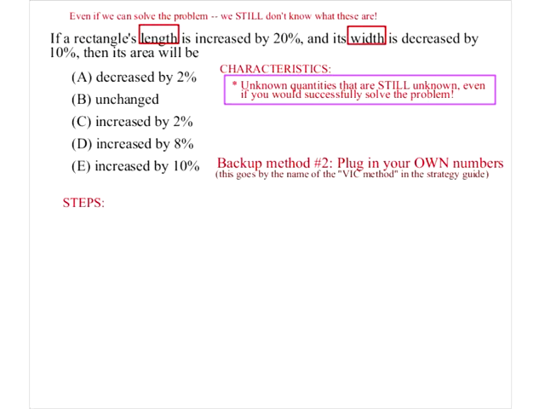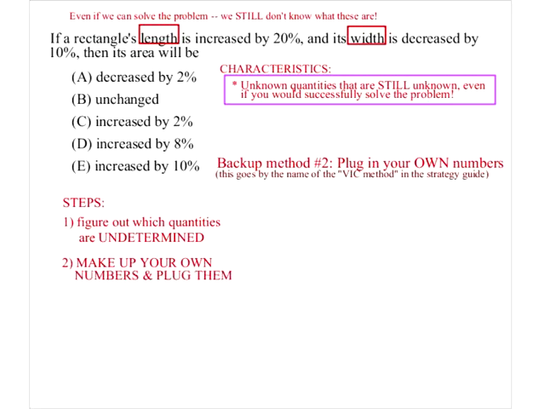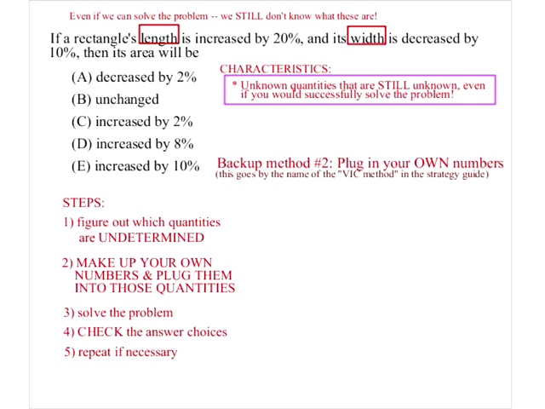First thing you do is you figure out which quantities are undetermined. Then you just make up your own numbers and plug them in. Then you solve the problem. And then you have to check the answer choices. And then repeat if necessary, which in this case you won't have to repeat, but we'll show you a problem in a second that you might have to.